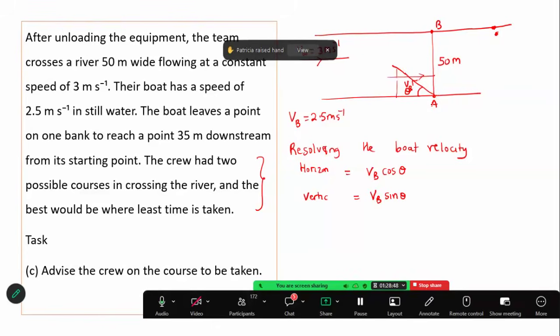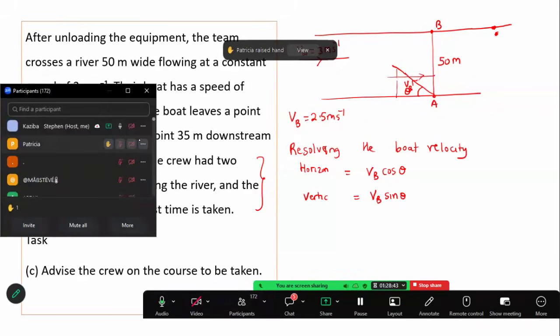I'm seeing a hand from Patricia. Yes, Patricia? Excuse me, sir, I have a question. First of all, I'm seeing you're resolving, and yet we were told that we just use the velocities the way they are. Also, when you said at a point 35 meters downstream, it's very confusing because they said quickest time, and my thought is quickest time would be on the upstream end.